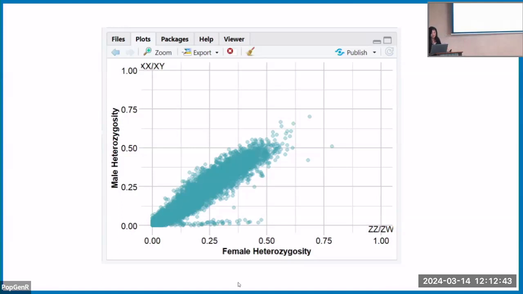We know that these ones over here are probably autosomal. We know that these ones over here are probably sex-linked. How would you remove them? Any ideas? Anything goes. No dumb answers.